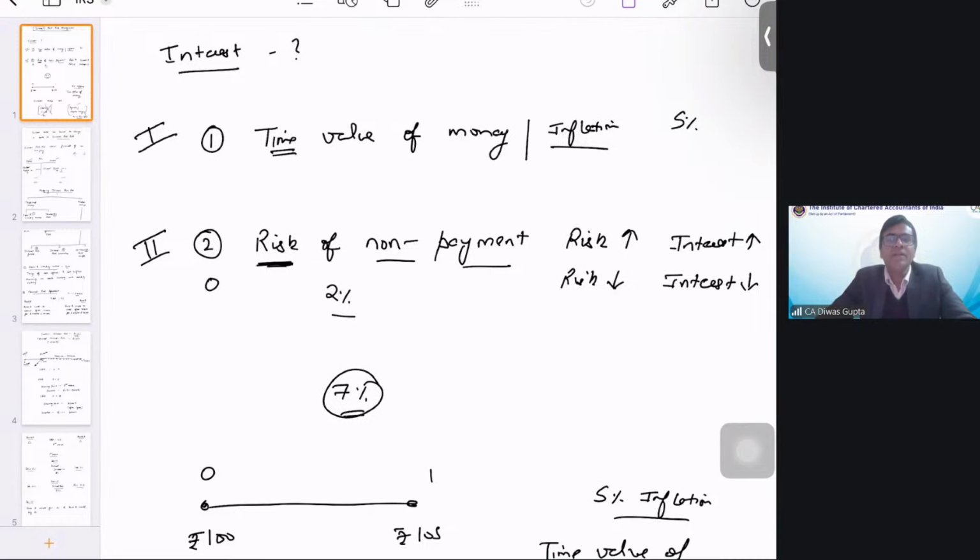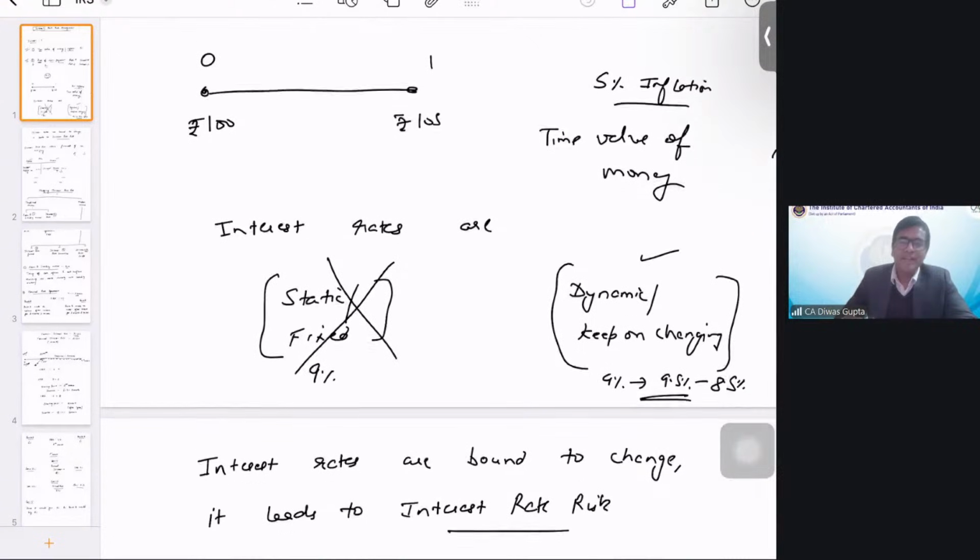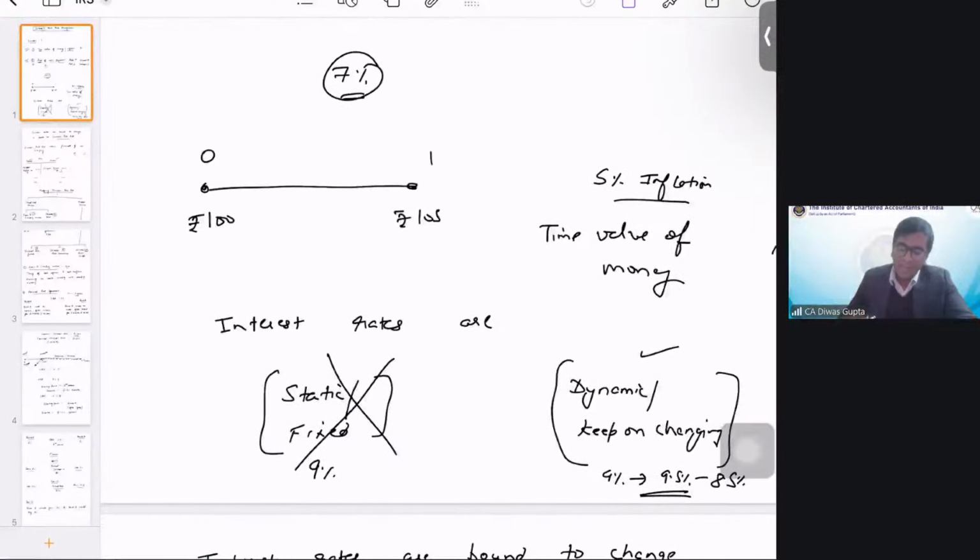For example, if I lend someone some amount, there is a risk of non-recoverability of interest as well as non-recoverability of principal. To cover up that risk, interest is paid. So these are the two broad reasons why we pay interest.